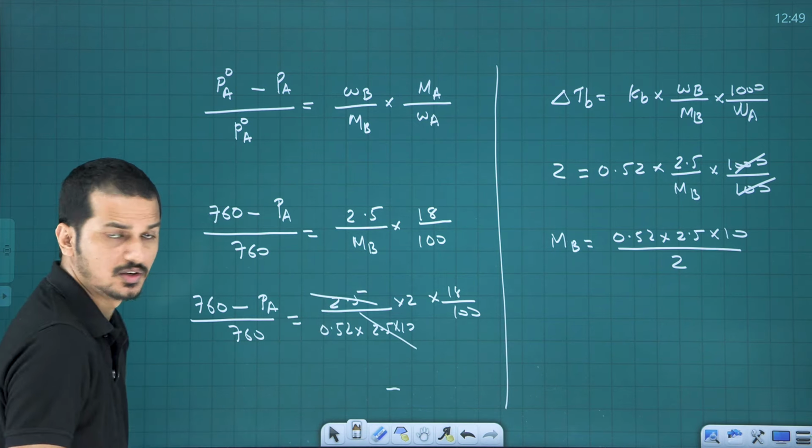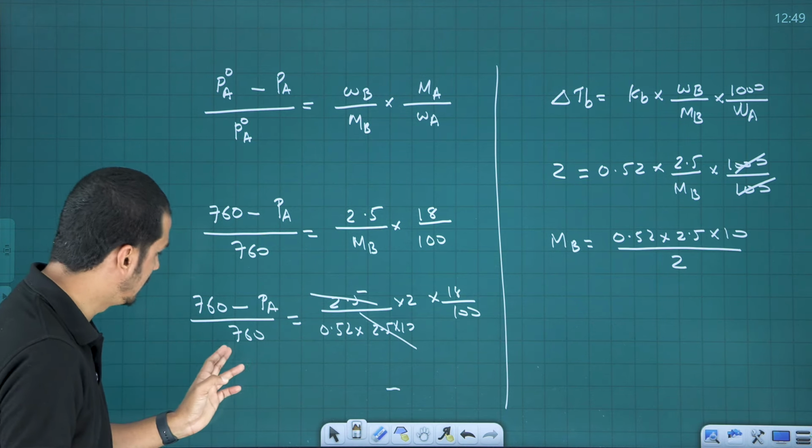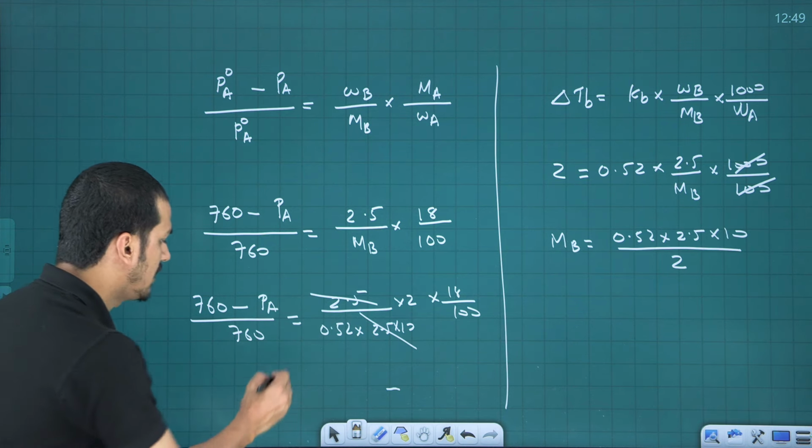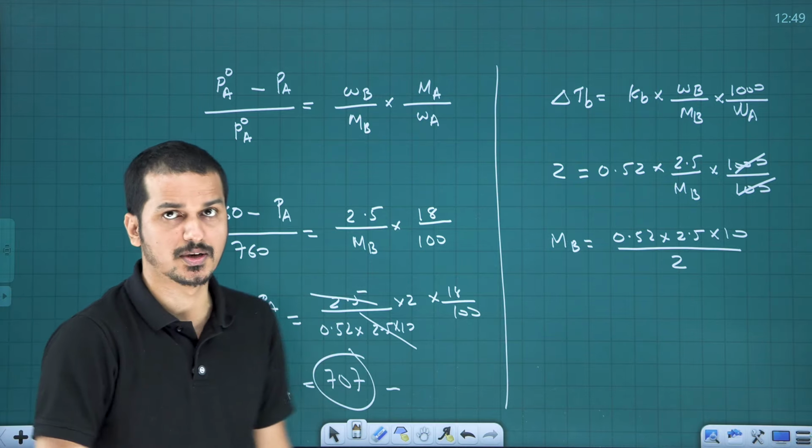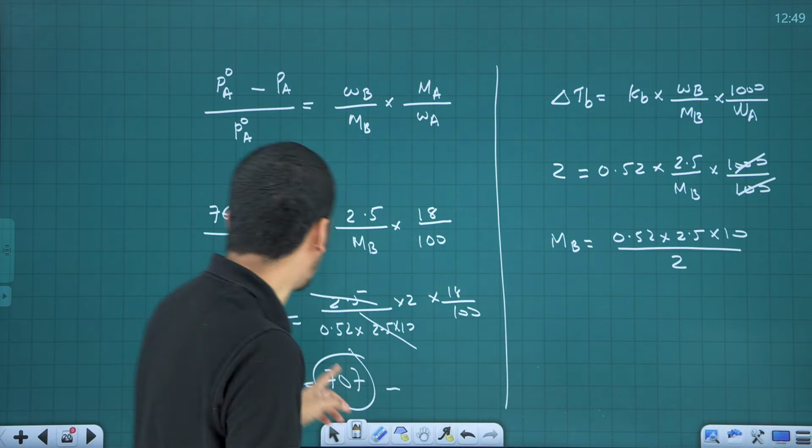2.5 you can solve. Then this 760 will go to the top, then you can find out PA. This PA equals, how much will you get? 707 you will get. How much will you get, dears? 707 you will get. That's the integer type answer.